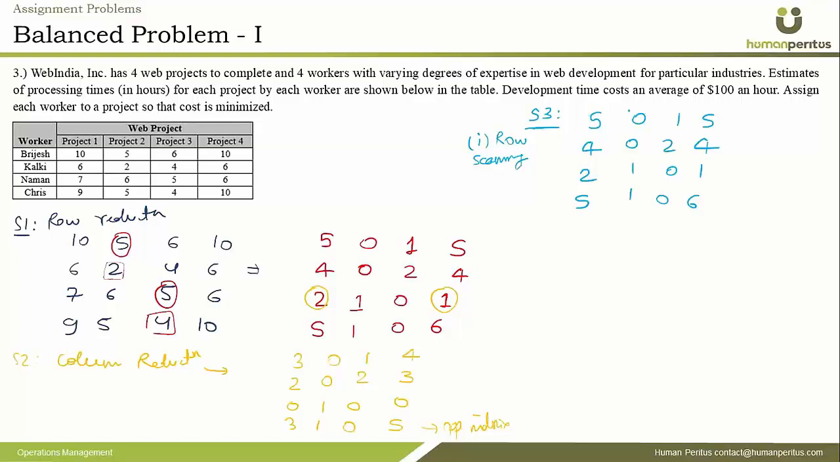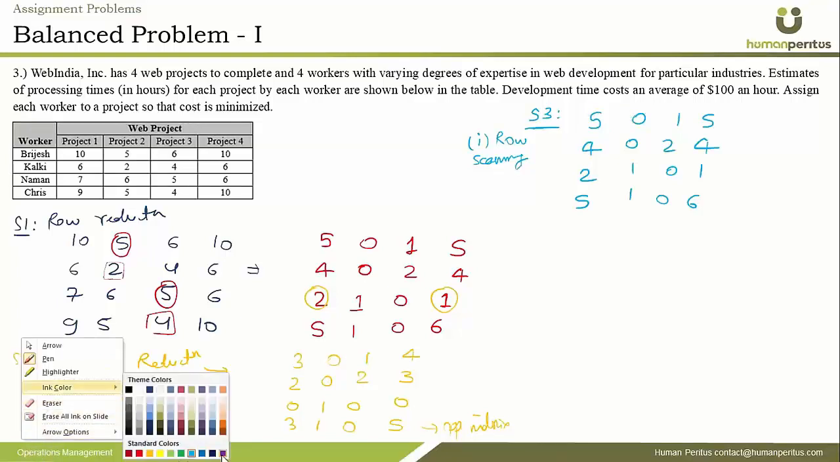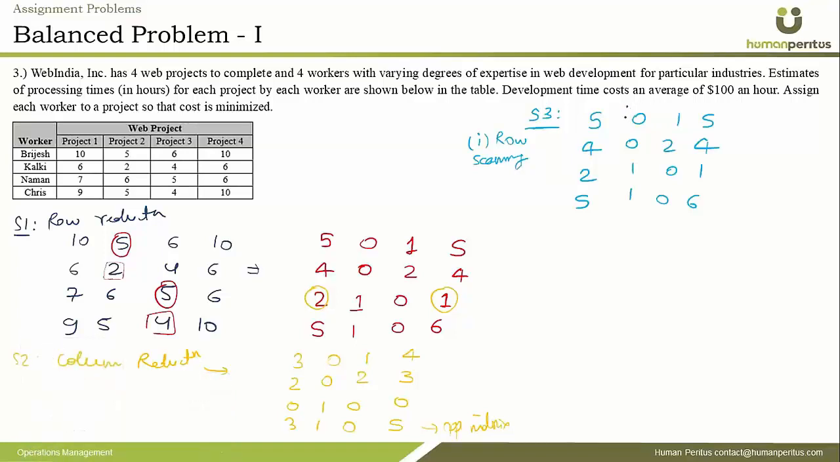Let us do that. The first row has a single zero. Let me change the pen color first. Let me mark this 0, and I will cross all the corresponding column members. Let me go to row 2. In row 2 there is no 0, so I will move to row 3. In row 3 there is one 0. Let me mark this 0, and I will cross the corresponding column.